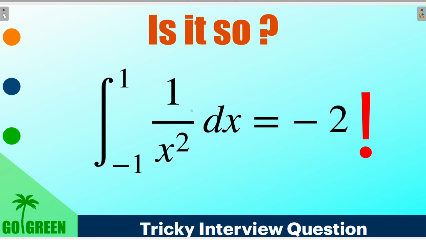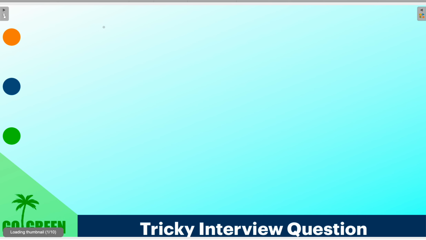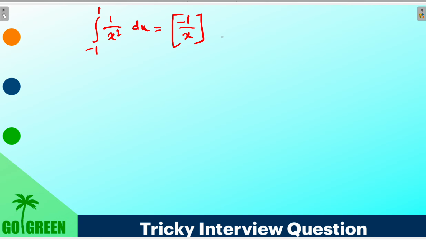First, if we want to just do the integration, then it is what? Integral from -1 to 1 of 1 by x square dx, right? So if I remember, 1 by x square integration gives you -1 by x. Okay, and then you can put the lower and upper limit. So lower limit here is -1 and upper limit here is 1.